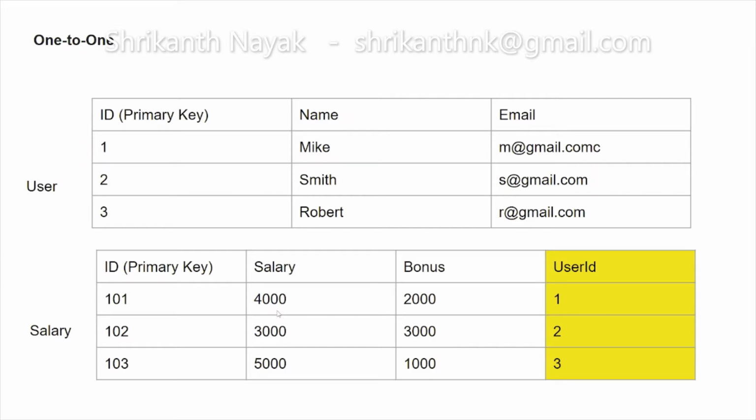Similarly, if I want to find out the name of the employee whose salary is 5,000, I will directly come to the salary table. I will check for the salary of 5,000. In this case, this is the record I am interested in. For this salary 5,000, I will find the user ID. In this case, it is 3. Then I will go back to the user table and search for the employee. The employee with ID 3 is Robert.